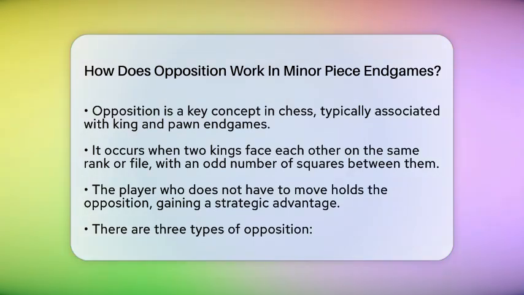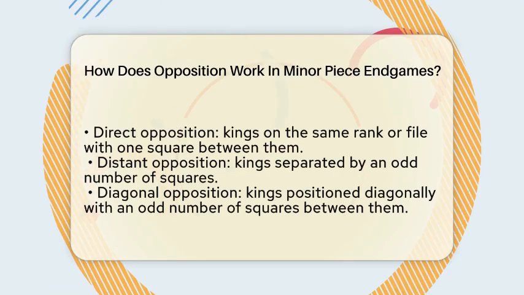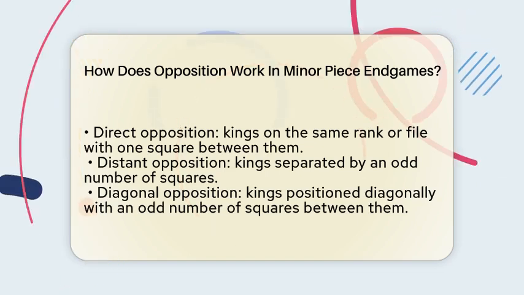First, let's define what opposition is. Opposition occurs when two kings face each other on the same rank or file, usually with an odd number of squares between them. The player who does not have to move has the opposition, which often gives them a strategic edge. This is especially useful in king and pawn endgames, where controlling the opposition can force the opponent's king into a weaker position. There are different types of opposition.